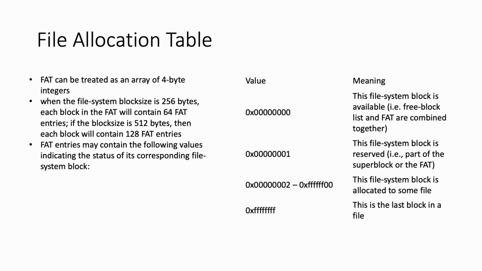And FAT entries may contain the following values indicating the status of its corresponding file system block. If the value is 0, this file system block is available, which means the free block list and FAT are combined together. If the value is equal to 1, this file system block is reserved, which means it is part of the super block or the FAT. And from the value 2 to this value, this file system block is allocated to some file, and this value is also the address of the next block.